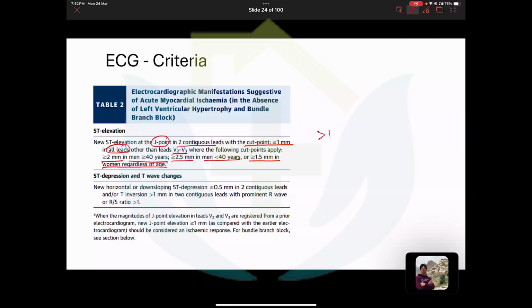So the list is: for all women, 1.5 mm. Then for men, the cutoff is 40 years. So more than 40 years, a smaller elevation is enough, so more than or equal to 2 mm if the age is more than 40 years. Otherwise, you need 2.5 mm if the age is less than 40 years. So less than 40 years, chance of AMI is less, so the cutoff is also more. So the changes need to be more.